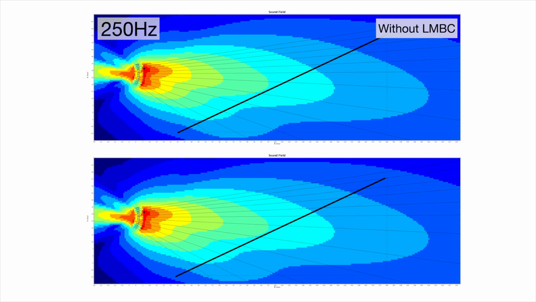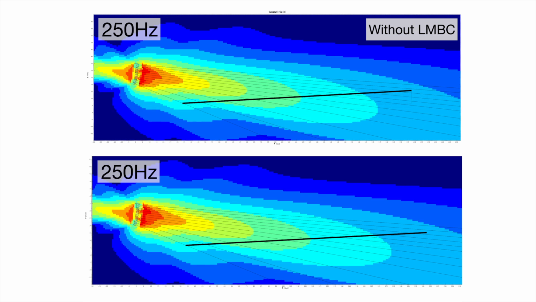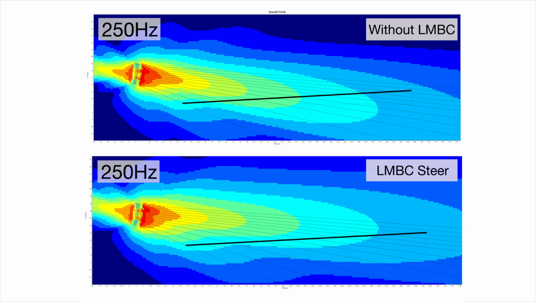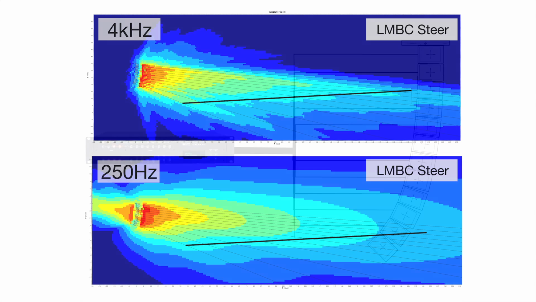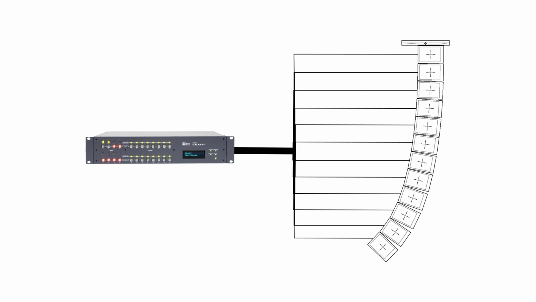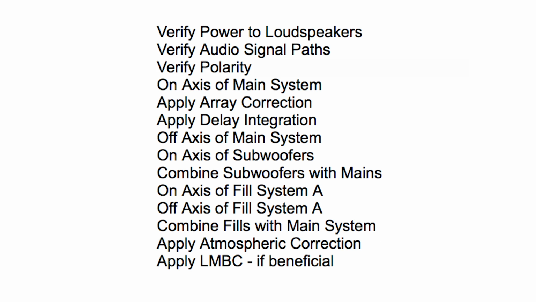Careful use of IIR filters in the low-mid frequencies can be used to either spread or steer the mid-low output of an array to closely match that of the higher frequency output. To successfully implement the steering, every element of the array will need its own signal processing channel and drive line, and low-mid EQ filters will need to be the same for all elements of the array. In the priorities of system optimization, steering of low-mids is not near the top of the list.